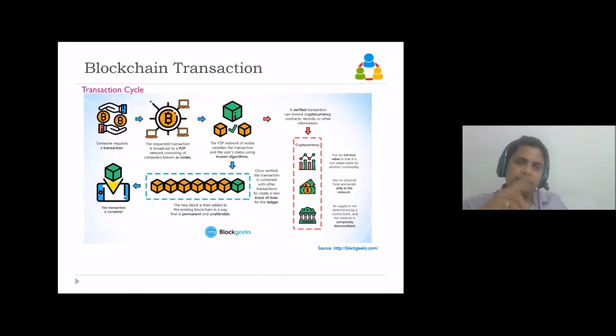The computers in the network will validate these transactions, and there are predefined algorithms to do that, and those transactions will be verified. The transactions can involve cryptocurrency transactions, or something called a contract transaction. There is something called smart contracts in blockchain technology, which is being used widely in Ethereum and other private blockchain networks. You can write computer programs in a blockchain network. That is what is called a smart contract. It helps you to execute transactions.